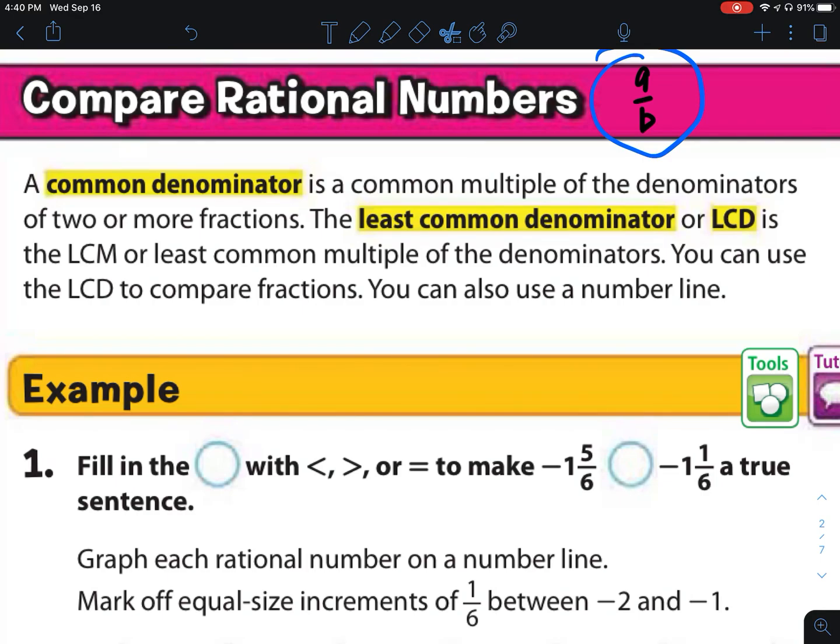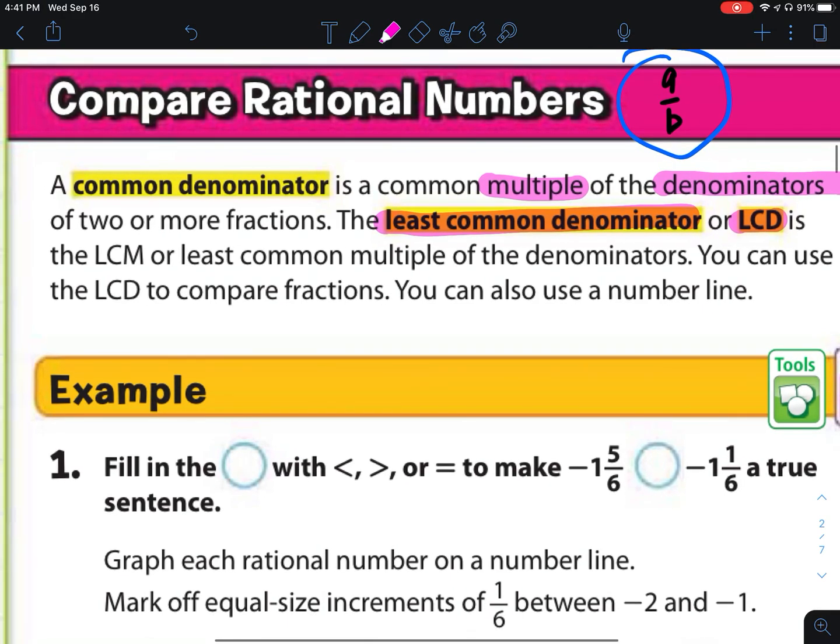A common denominator is a common multiple of denominators. So we are talking about the words multiple and denominators. Those words we need to know. After we know a multiple and denominators, we will find out what the least common denominator is, or what we call in math our LCD. Our LCD is the same as our LCM, or the least common multiple of denominators.